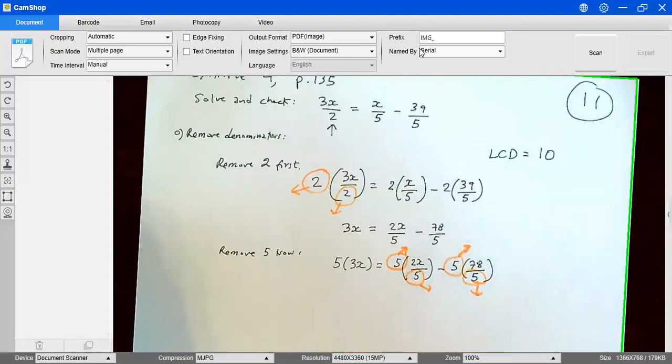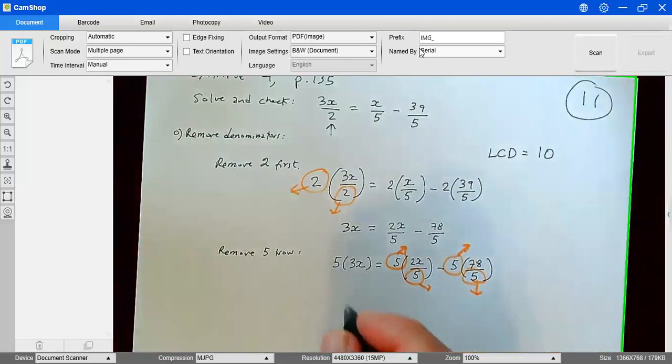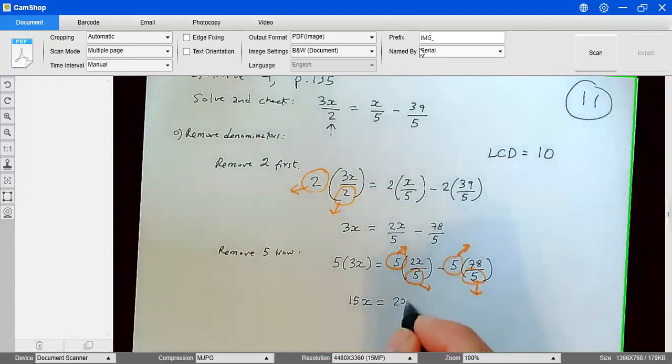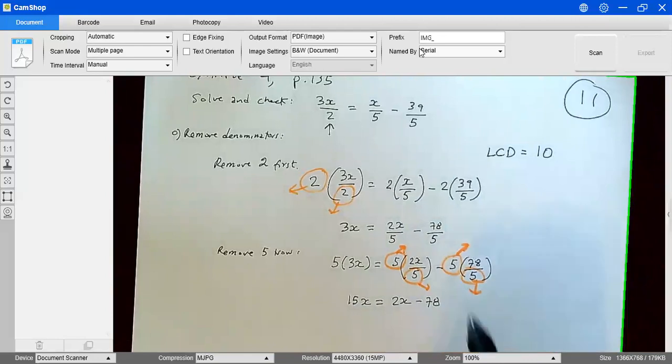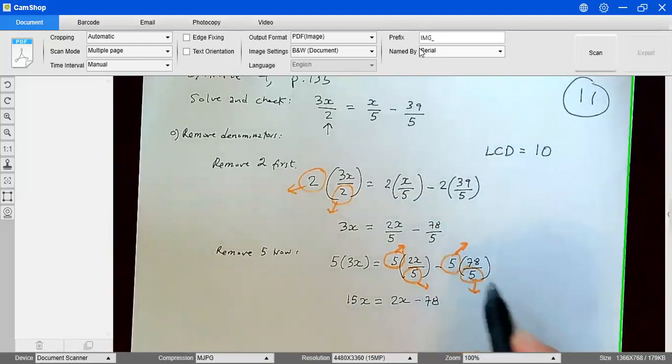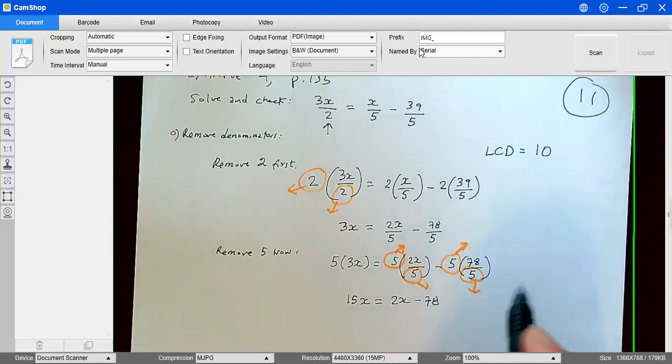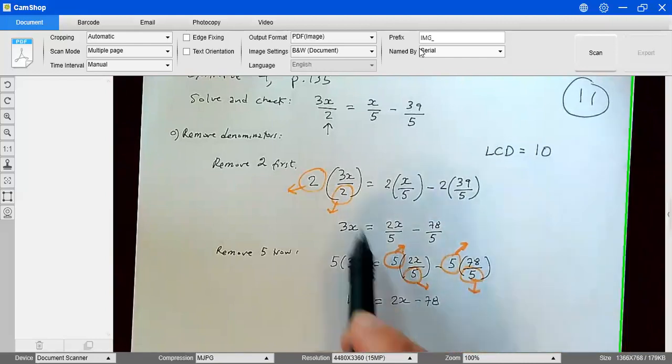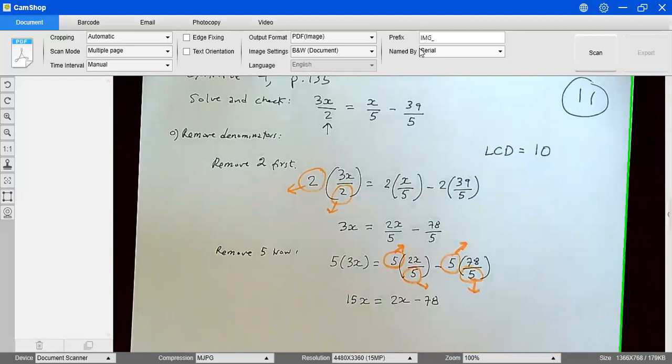So I'm going to get now 15x equals 2x only. So don't multiply by 5. Some people remove the denominator and they still multiply by 5. No. You need to cancel both values in the numerator and the denominator. The same thing here. You're going to write negative 78. Some students still multiply 78 by 5 and just remove the denominator. That's not the right way. So anytime that you remove the denominator, you're removing something also in the numerator.